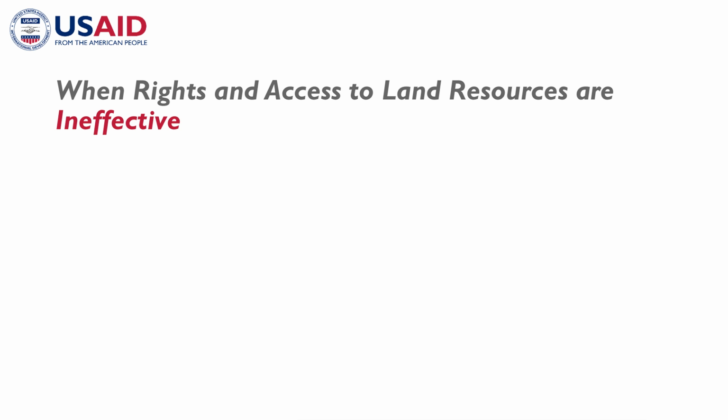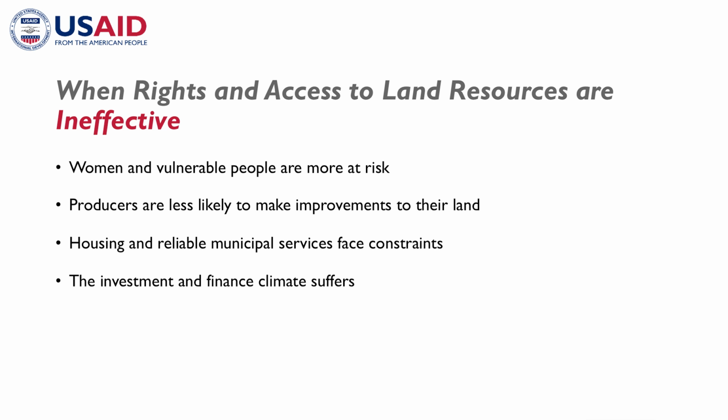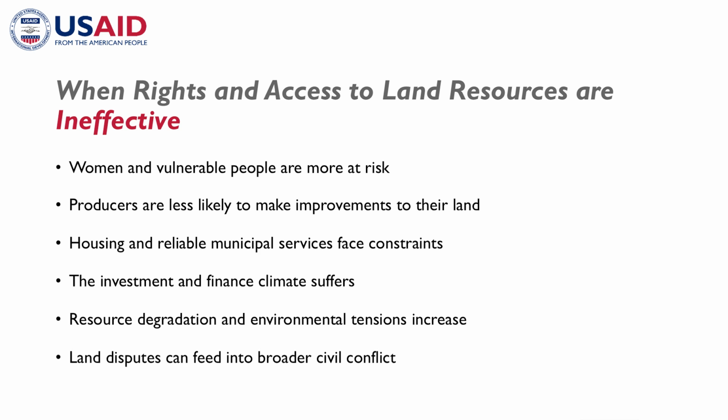Land governance matters because when rights and access to land and resources are ineffective, women and vulnerable people are placed at risk, producers are less likely to make important improvements to their land, housing and reliable municipal services face constraints, the investment climate and the finance climate suffers. Land tenure and property rights are part of the broad enabling environment. Land tenure and resource rights matter because resource degradation and environmental tensions increase when people don't have secure rights over land and resources. And perhaps most importantly, certainly most visibly, when land tenure and property rights are insecure, it tends to generate conflict within families, between neighbors, across societies.